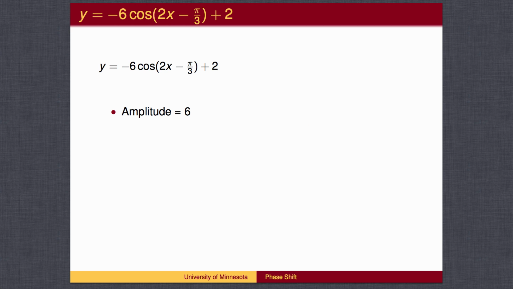Here is a full example. It is a cosine wave, so our instinct is to follow the pattern top, middle, bottom, middle, top, except this cosine wave has a negative sign in front, which flips the graph top to bottom, so it'll go bottom, middle, top, middle, bottom. It has an amplitude of 6. A vertical shift of 2.